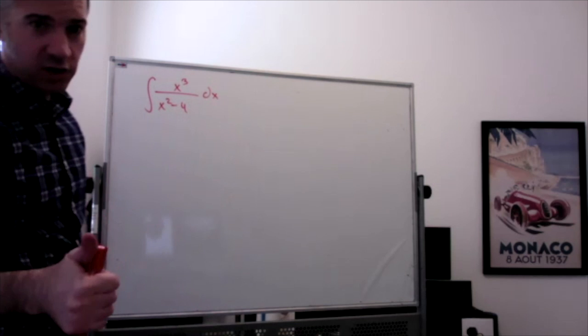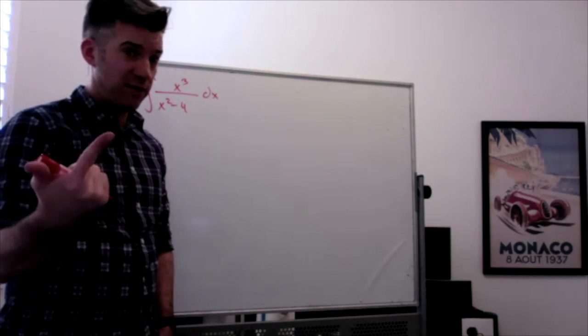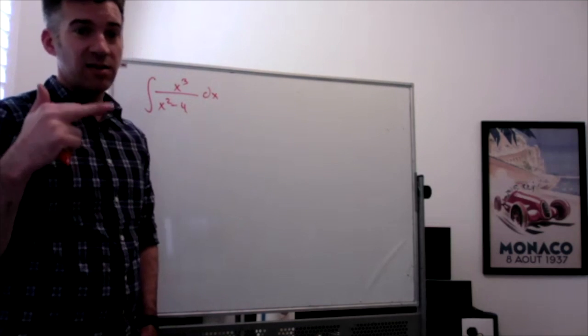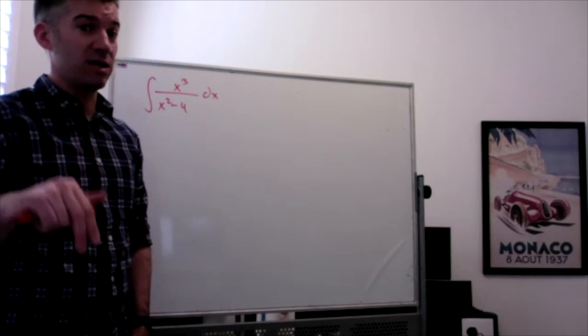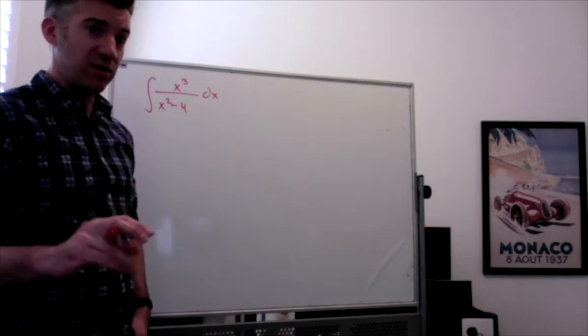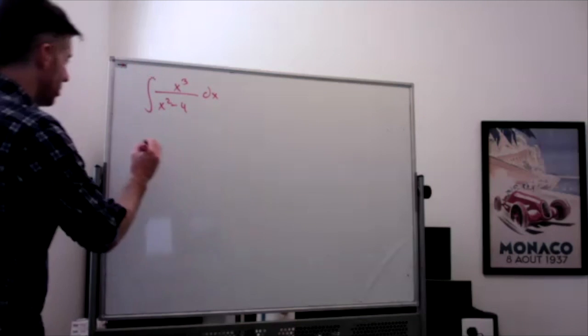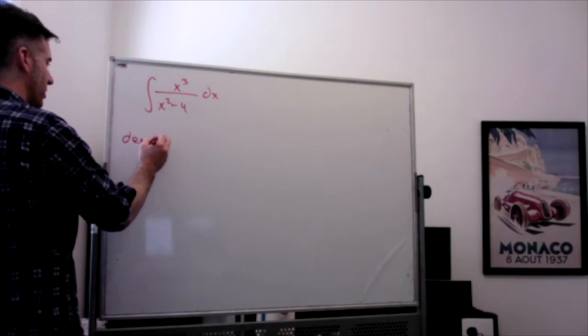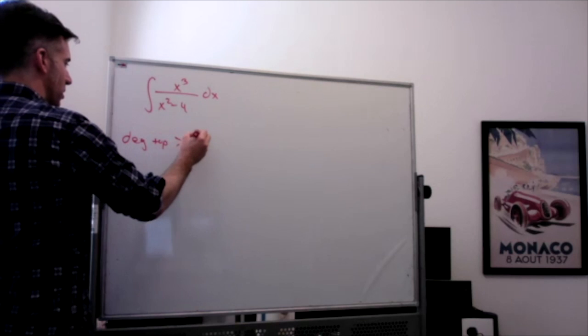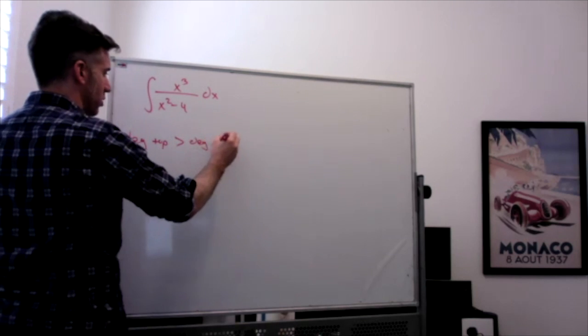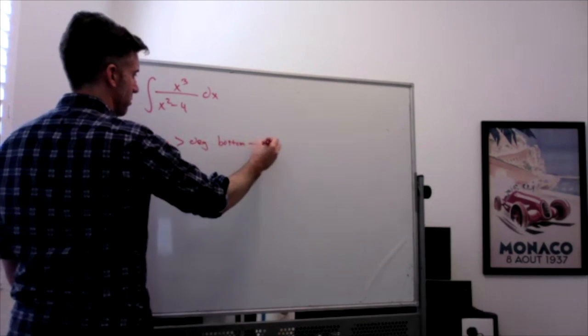So it definitely is rational. The denominator definitely factors, but the degree on top is not less than the degree on the bottom. So here's the thing. When the degree on top is larger, before you can do anything else, really, what we're going to do is we're going to do polynomial division.